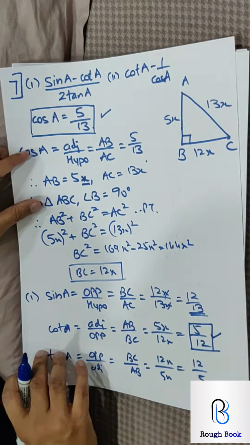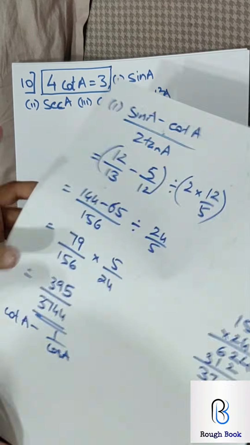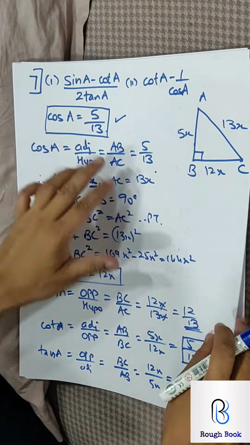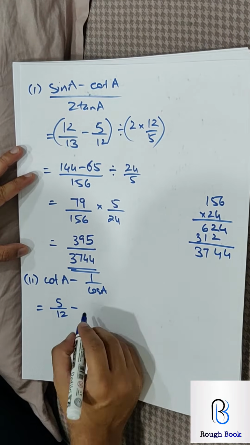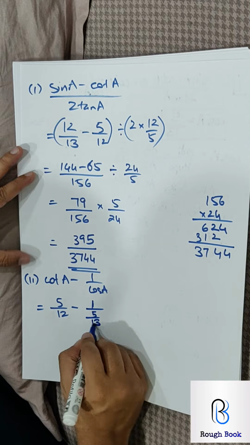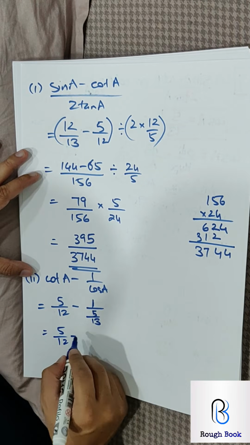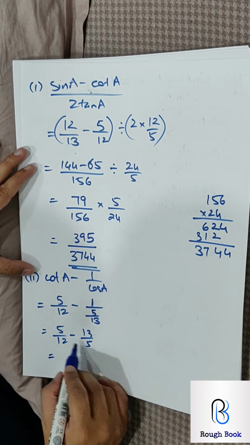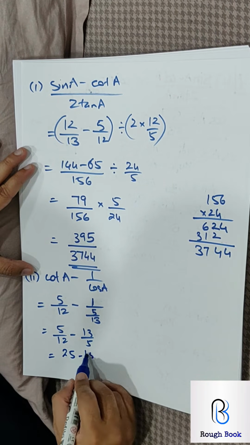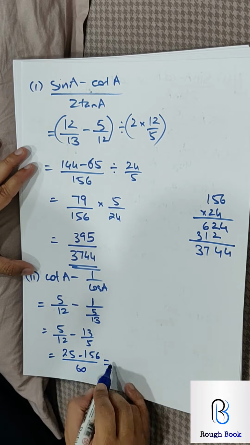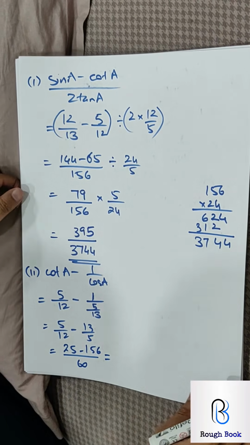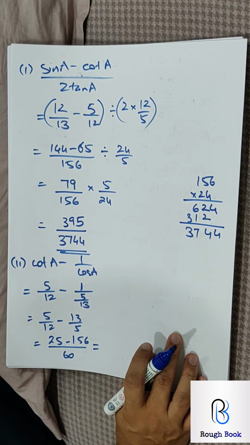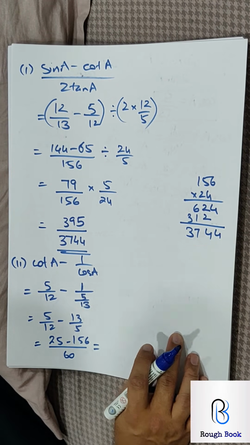So what is my cot A? Cot A is 5 by 12, minus 1 upon cos A, 5 by 13. So minus 1 upon 5 by 13. So 5 by 12 minus 13 by 5. See, the denominator goes up. Now the LCM, 60. So the difference I will get is 25 minus 156 by 60, so negative 131 by 60 is what we are getting.